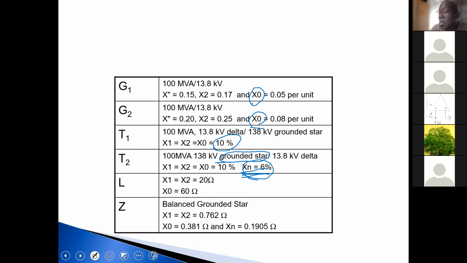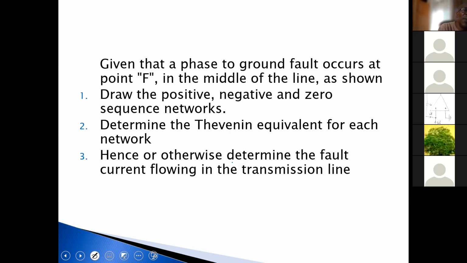Good. So those are some of the things that I needed you to bear in mind, but you won't go through any of these calculations. So I'm going to say that you would then move ahead. You have the fault in the middle of the line. You're going to find the Thevenin equivalent circuit for the networks. So you draw the positive, draw the negative, draw the zero. Then you determine the Thevenin equivalent, and then we do the rest of it.